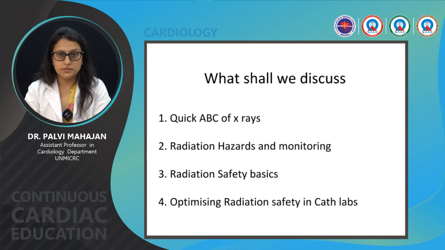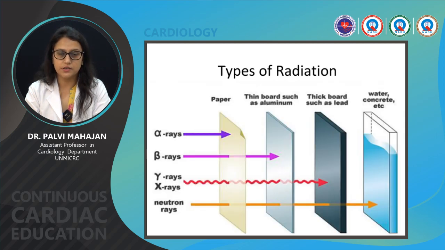What we shall discuss in today's presentation is a quick ABC of the X-rays, radiation hazards and monitoring, radiation safety basics, and optimizing the radiation safety in Cath labs. We have different types of radiations: alpha, beta, gamma, X-rays and neutron rays. They have different penetrating capacities.